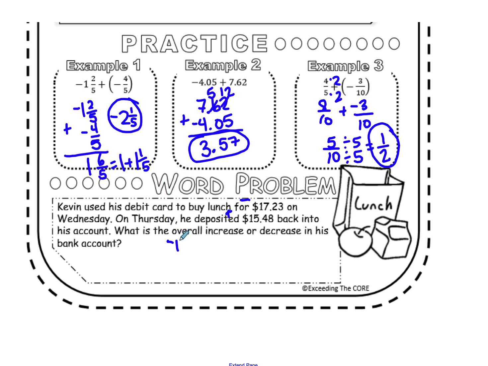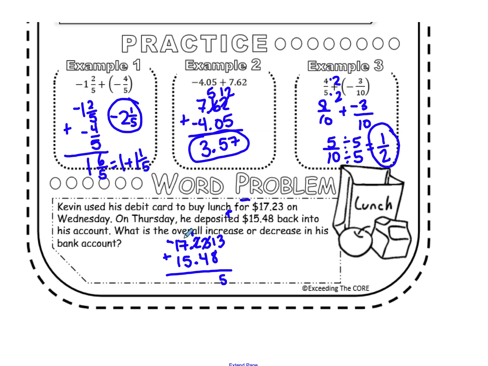Okay, so we're going to go ahead and write it. The one with the greater absolute value, which is the $17.23, is going on the top. Make sure to line up those decimals. Okay, different signs. I'm going to find the difference. 3 minus 8 takes me into the negative, so I'm going to borrow. I'm going to make that 2 a 1. I'm going to change that 3 into a 13. 13 minus 8 is 5.